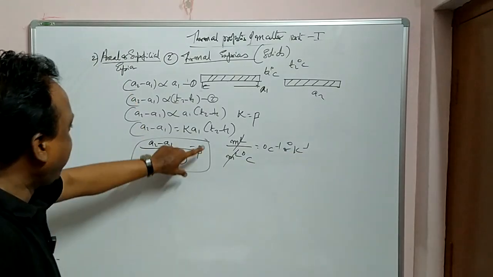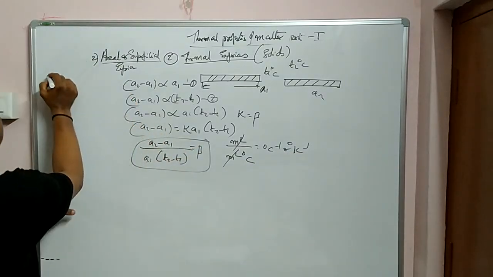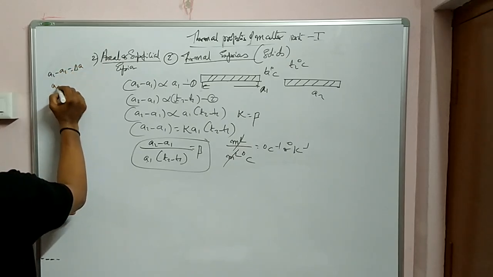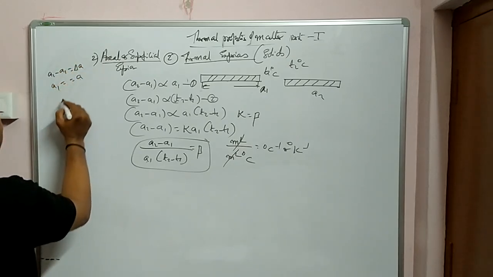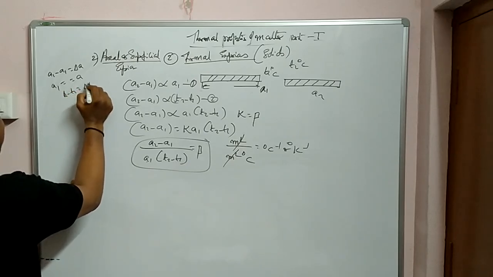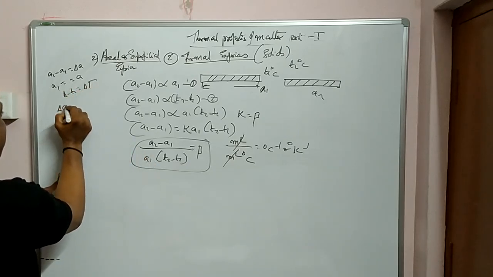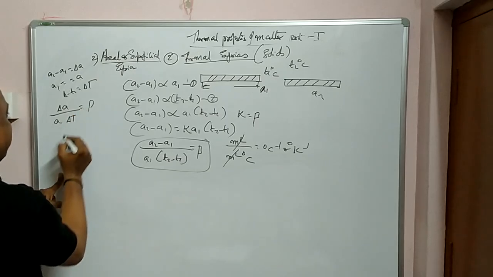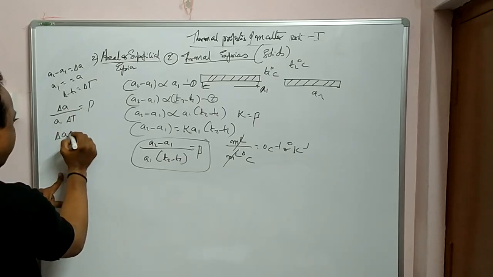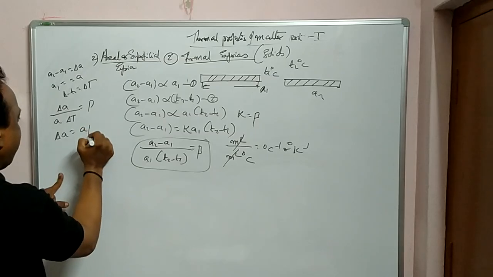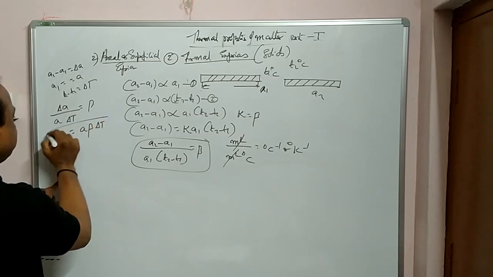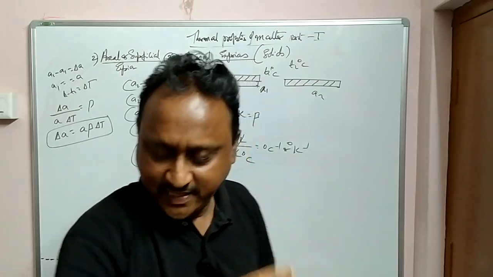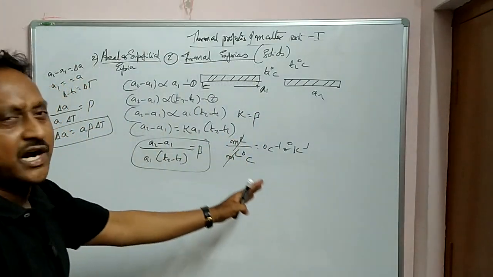Now I'll reduce the formula here again. I'll put A2 minus A1 as delta A, A1 as A, and T2 minus T1 as delta T. Substitute here: delta A by A into delta T is equal to beta, or delta A is equal to A beta delta T. This is another reduced formula. In the same way, you can also get the third one.